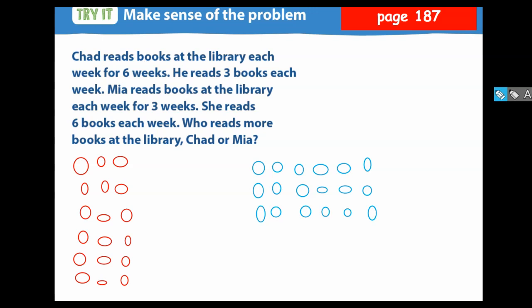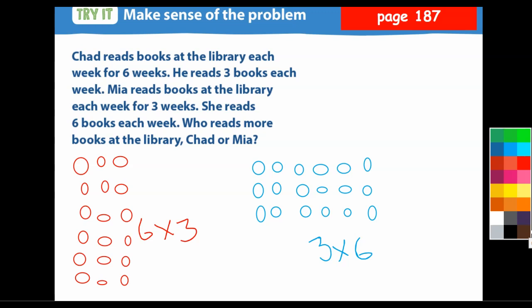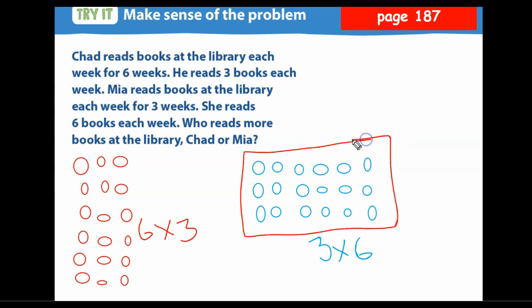Okay. So Mia has 3 times 6, and Chad has 6 times 3. Who reads the most books? Or do they read the same? Yeah, because isn't 6 times 3 and 3 times 6 equals? Are you sure? Oh, wait. I just want this one. I don't want the total of both. Yeah. It would be 36 altogether, Chad and Mia, but they're asking you which one reads the most. Actually, they both do. They read the same amount.